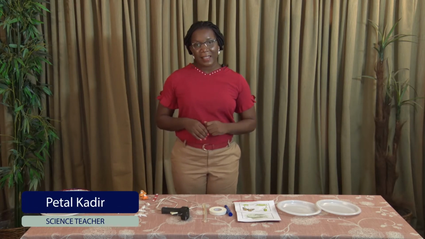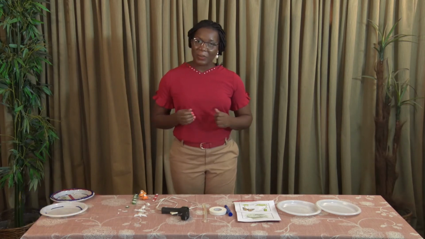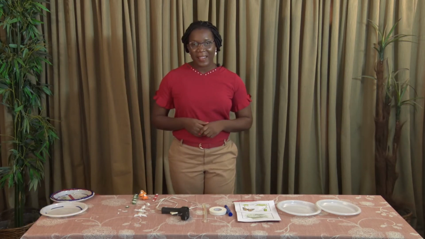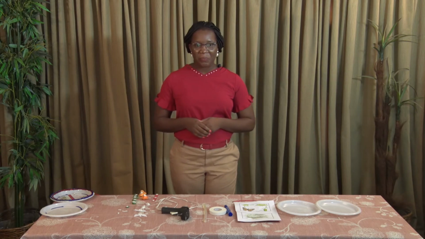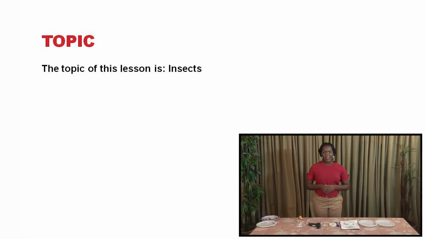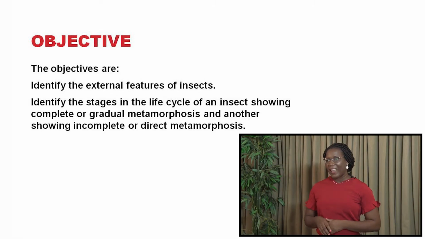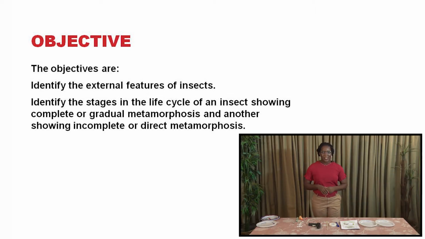Today we will have fun because science, it's fun, it's cool, it's awesome, and it's everywhere. The topic for today is insects. The objectives are: identify the external features of insects, identify the stages in the life cycle of an insect showing complete or gradual metamorphosis, and another showing incomplete or direct metamorphosis.